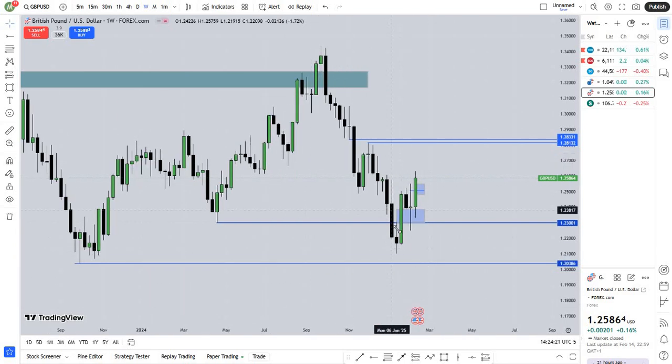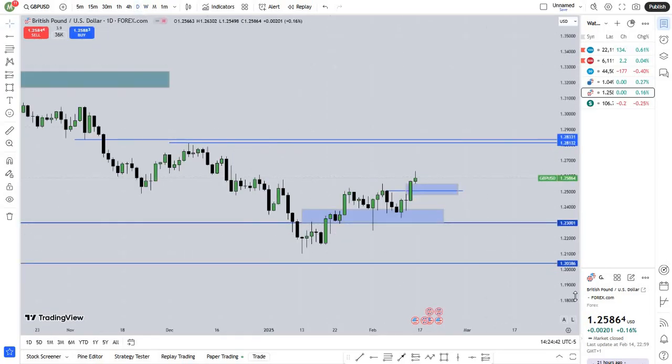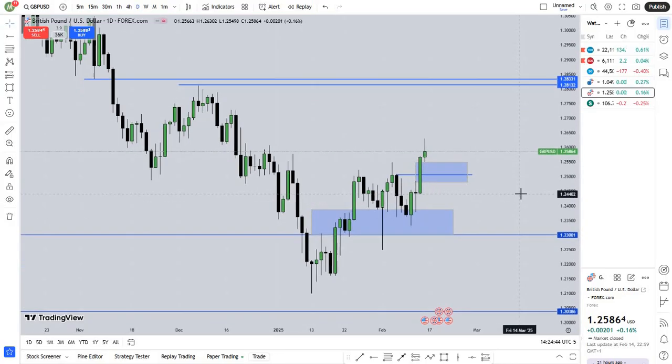So you can see how we took out the sell side liquidity below here and then we ran higher. This is the balanced price range, price traded into it, and then you can see how the bodies are respecting the high of this inefficiency right here. You can see, right? And then sending us higher. So I'm expecting higher prices on this. Let me go down to the daily time frame and be more specific with my entries.